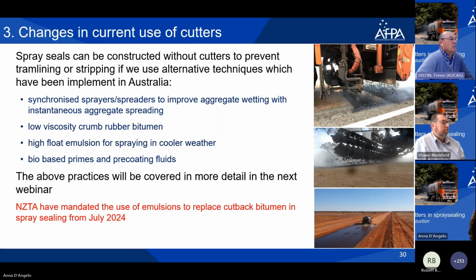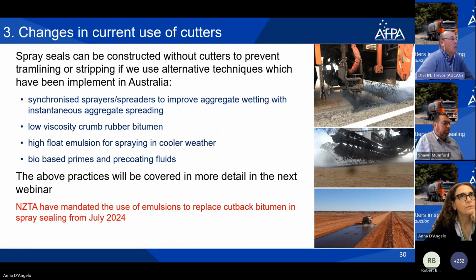So just in conclusion, I've given you some background to the reasons why we need to reduce the amount of cutters that we are using in the construction. But there have also been some developments in Australia in different states where contractors have resorted to alternative techniques where they don't use cutters anymore, and these have been very successfully carried out. And I'll just mention a few here on this slide, and there are many more.